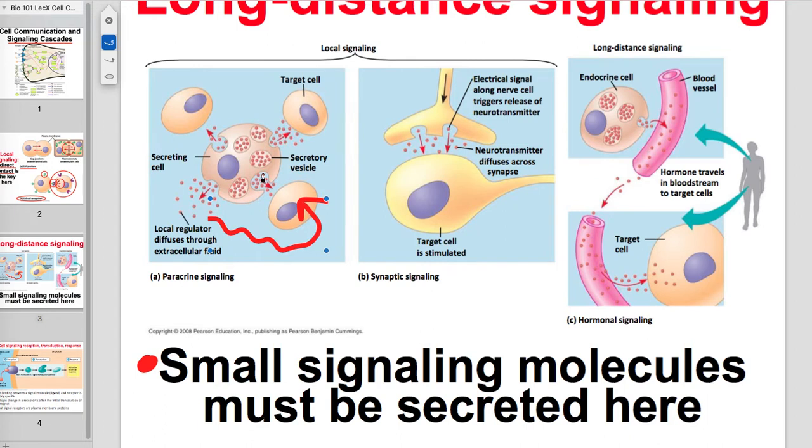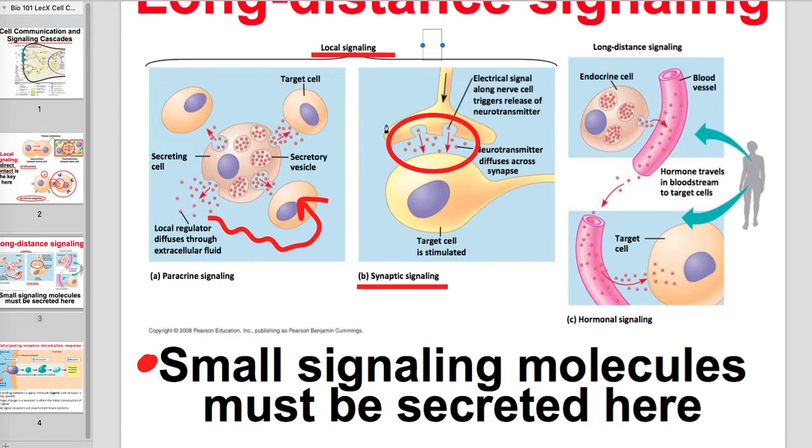This is paracrine. This means that nearby cells are going to get this signal. B, synaptic signaling, is just an example of paracrine. It's just cell exchanging to cell with small little signals here, and in this case, neurotransmitter. It's just special because these cells are specially designed to interact with one another. This is still pretty local signaling, as you can see from up here. It's not super duper long distance.